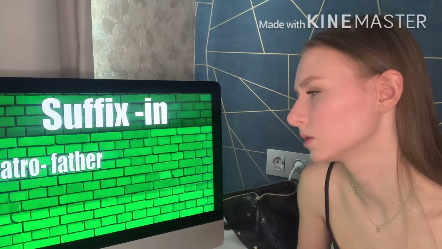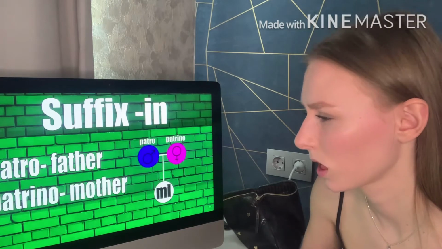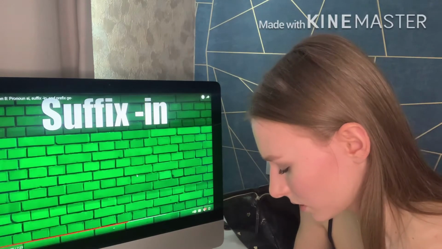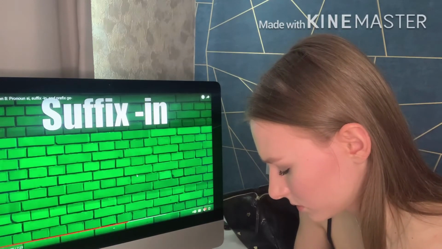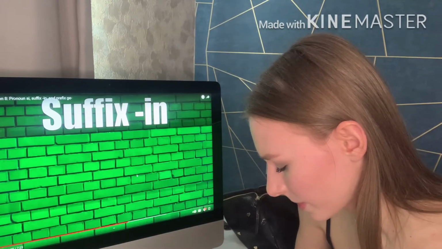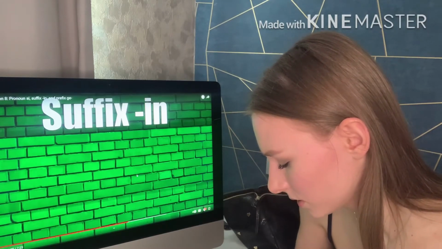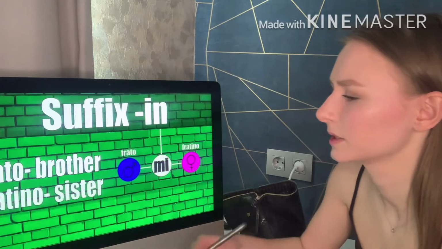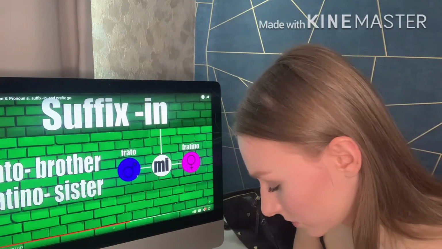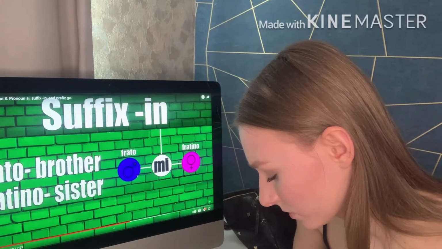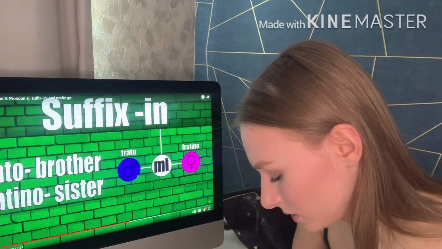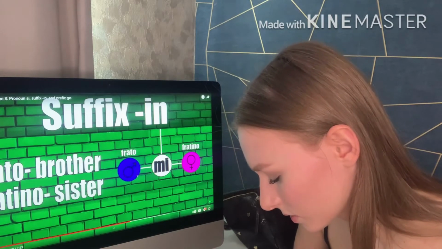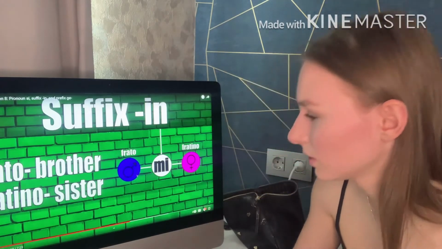Another example is patro, father, and patrino, mother. Frato, brother. Fratino, sister.